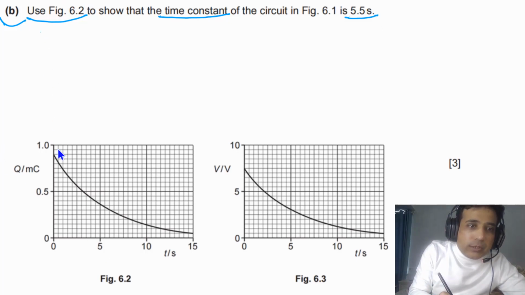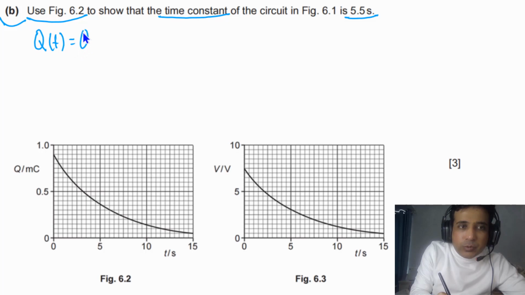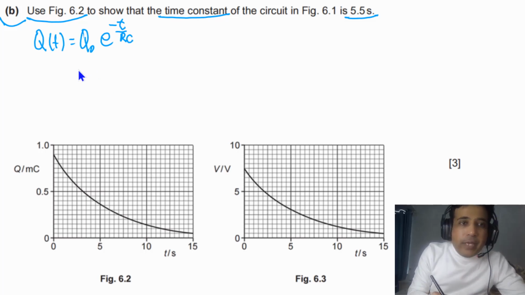So we need to understand this is a decay graph. So Q, in this case, as a function of time, will be equal to Q naught e to the power of minus t over RC. RC is the time constant. And in this case, the time constant means tau. Time constant, this is equal to RC.